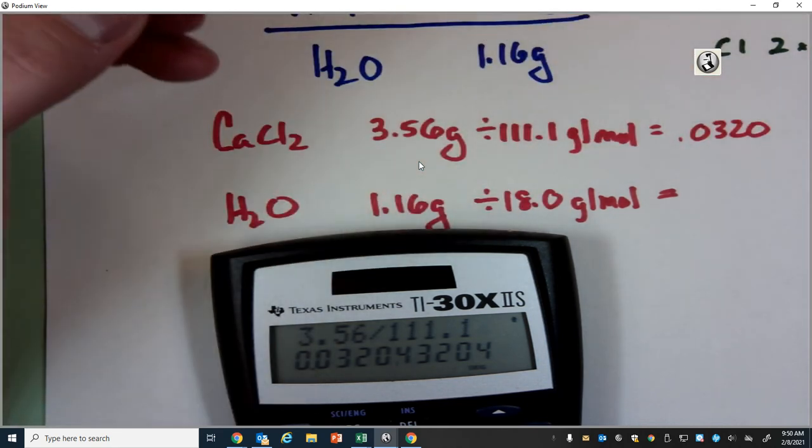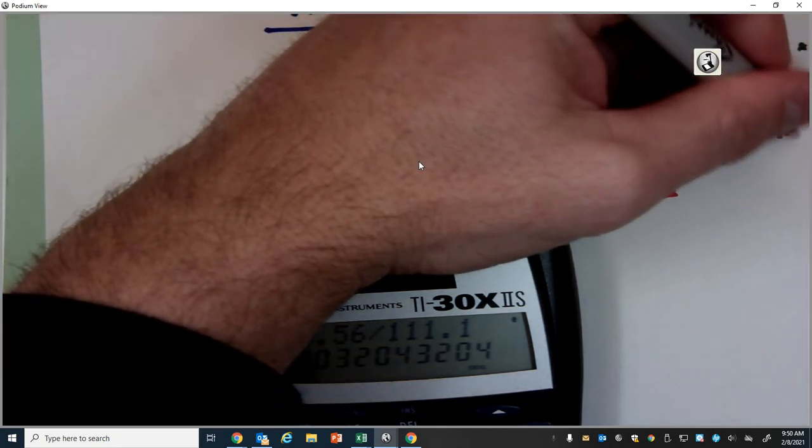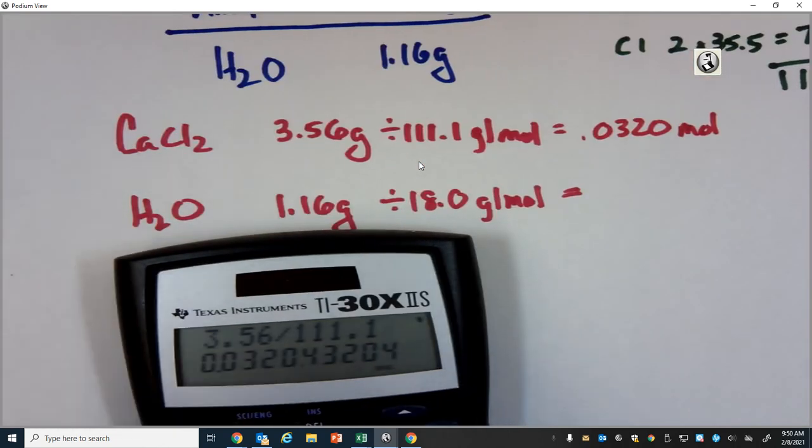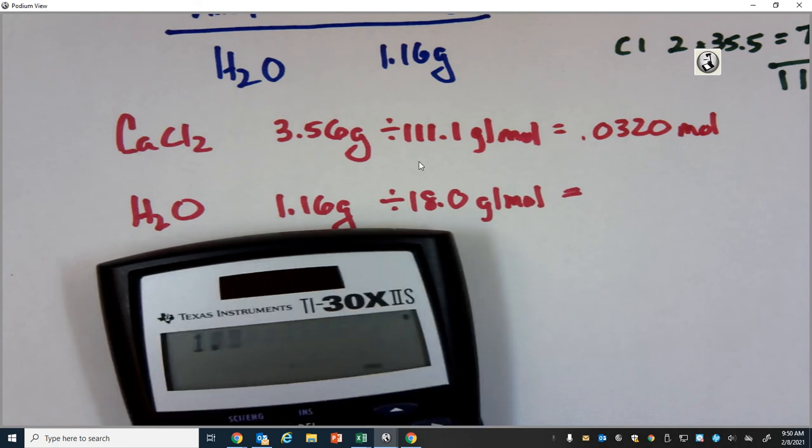0.0320. All right, and that's going to be moles. It's grams divided by grams per mole. I'm going to leave you with moles. All right, I clear it. I'm going to do the same thing here.